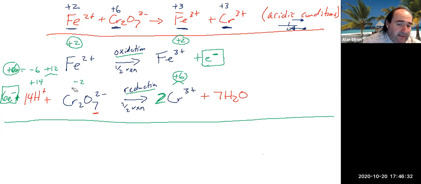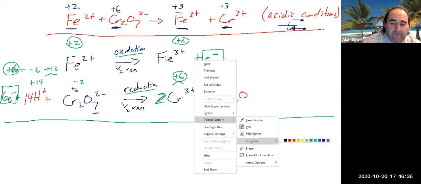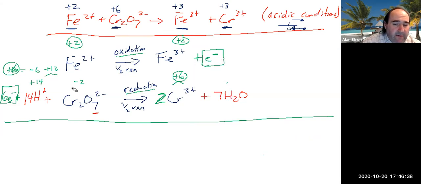Now we are ready basically to add both of those half reactions back together. Before we do that, we do have to make sure that we have the exact same number of electrons on each half reaction. And we don't in this case. So the bottom one has 6 electrons. Top one has only 1 electron. So what we need to do is multiply the entire top half reaction by 6. And that's going to give us the same number of electrons.